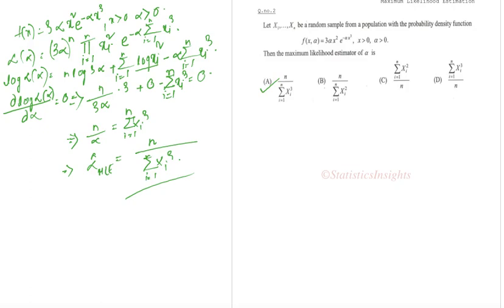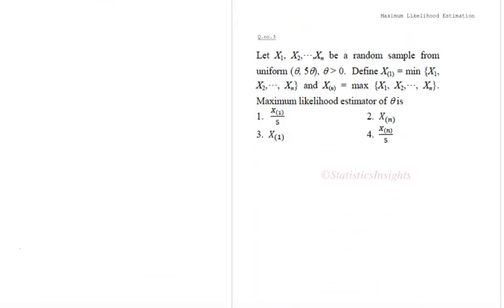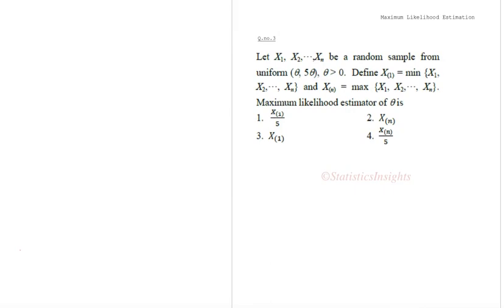So let's proceed to the next problem. Here the problem is exactly the same. The main difference is that the earlier problem followed uniform theta and theta square, and this problem follows uniform theta and 5 theta. So the PDF will be f of x equals 1 by 4 theta. So the likelihood will be 1 by 4 theta to the power n.